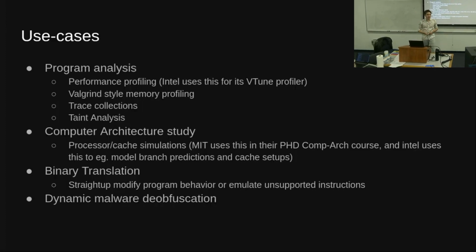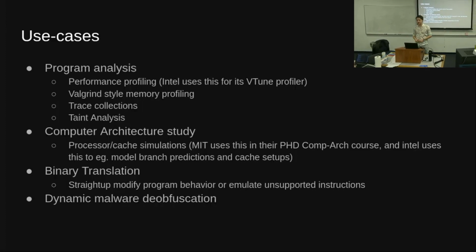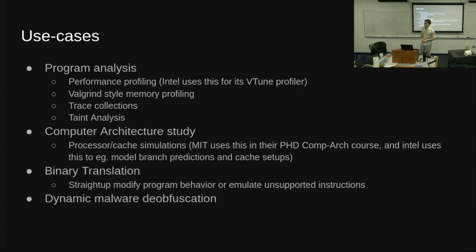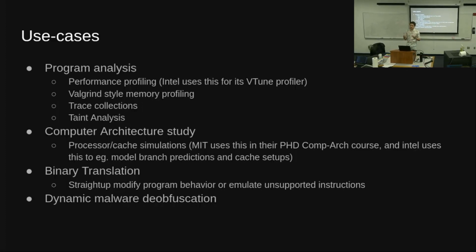This is also used when you're studying computer architecture and how your processor behaves at the lowest level. It can be used to, for example, simulate some form of processor or cache simulations. MIT, for example, uses Intel Pin in their PhD computer architecture course. And Intel uses this internally, at least as far as the public is aware, to model things like branch predictions or cache setups. Because you could find every single branch and implement your prediction algorithm inside of Intel Pin, and then you could see how often your predictions are correct or not. If you're not familiar with what branch predictions are, it's fine. It doesn't really matter for this.